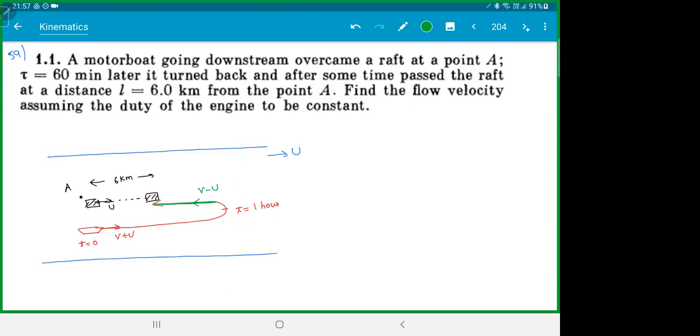See. So from here you can clearly see, let this thing be 1 hour, right? And let this time be t. From here to here, that means the raft has traveled for total time of 1 plus t. Let t be the time and it turns back.